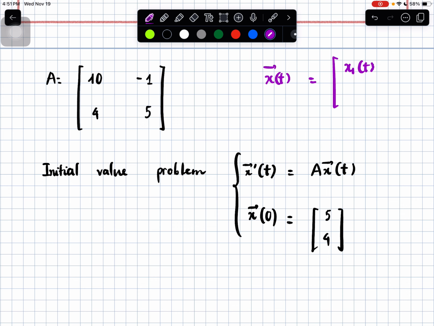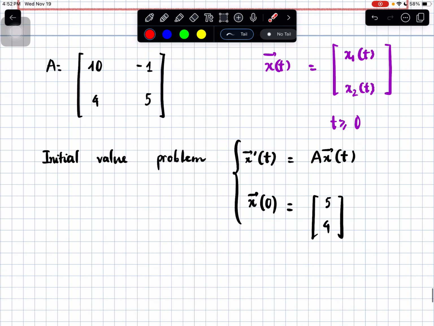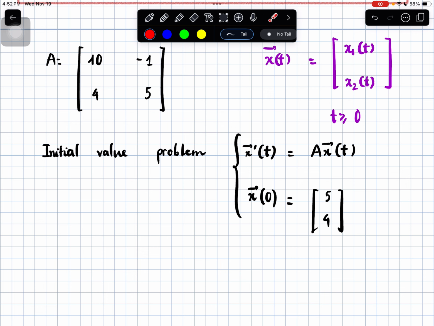You think about t as the time, so t starts from time 0. The condition is x at time 0 is (5, 4). Now we need to solve this one. We use the diagonalizable matrix. In our case, this matrix A is diagonalizable.